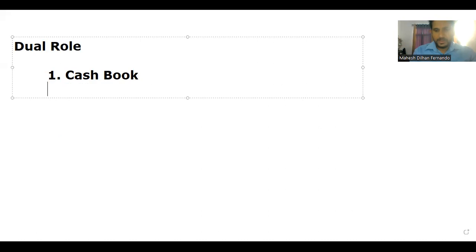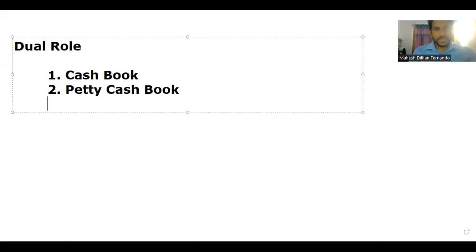It is common to the simple cash book and the cash book with discount columns. And the next is the prime entry book that we are starting today, the petty cash book. The petty cash book also acts as a prime entry book as well as a ledger account. And finally, our next lesson, the bank account. Even this one has a dual role. That means the bank account acts as a prime entry book as well as a ledger account. This is for your note.